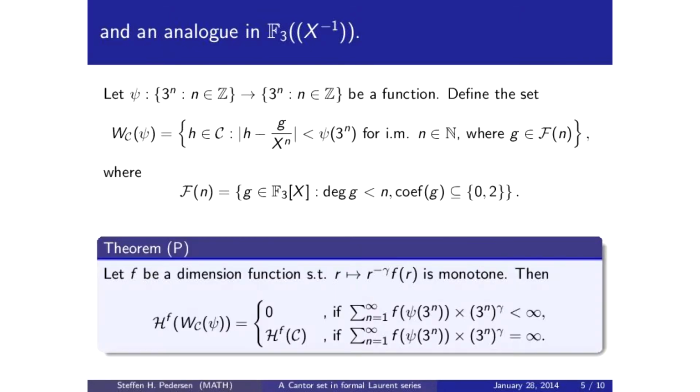And then what I have shown is that essentially the same result is true. So why is this interesting? Well, in the real case, the argument uses quite a lot of geometry to get the estimates. But we can't do that here.